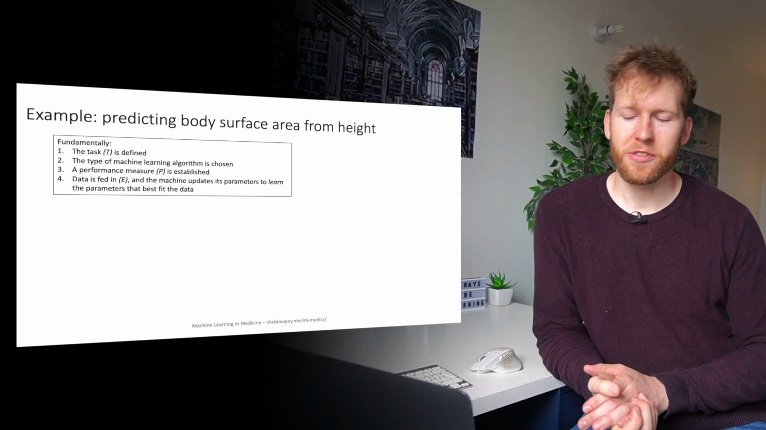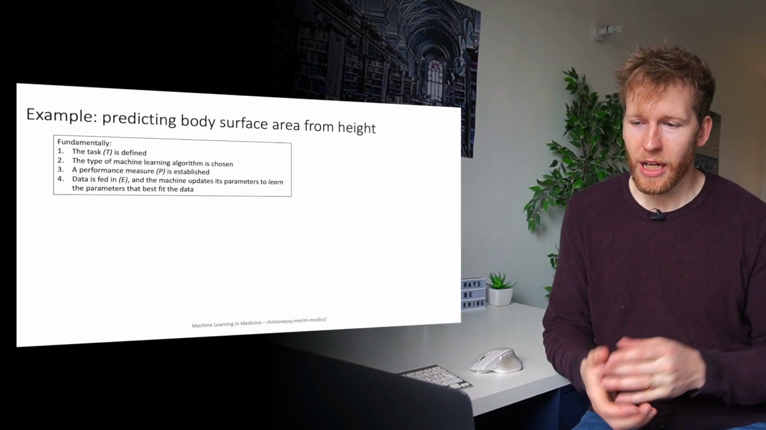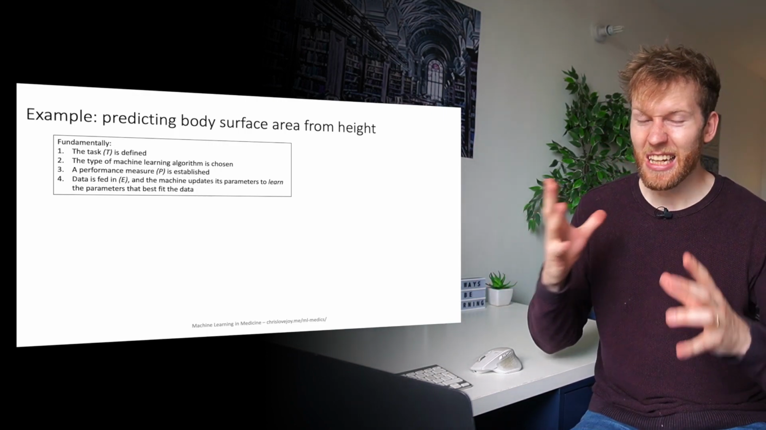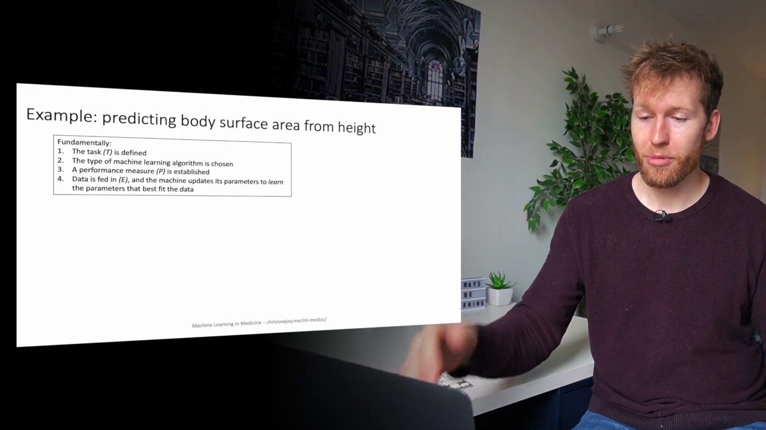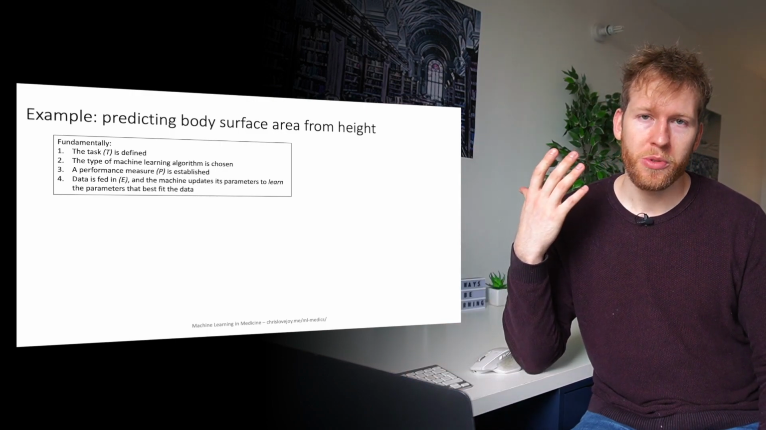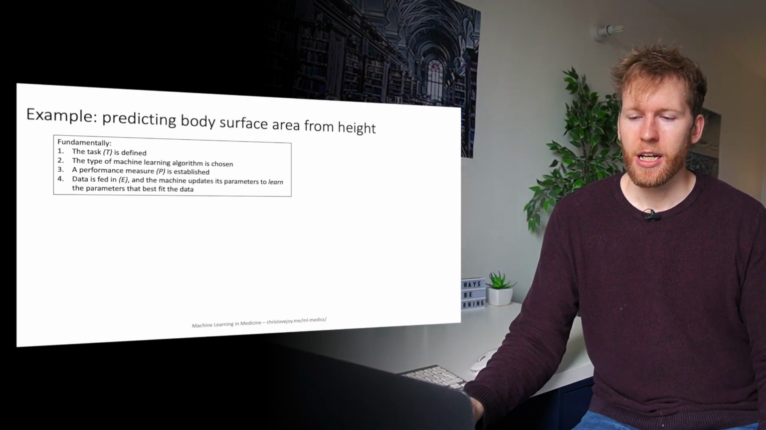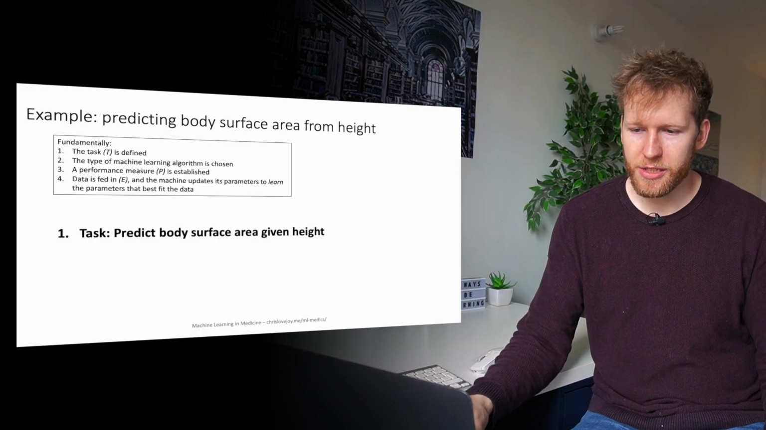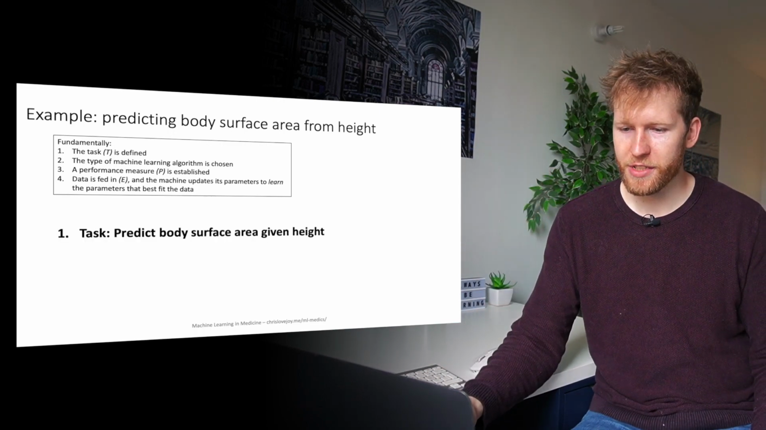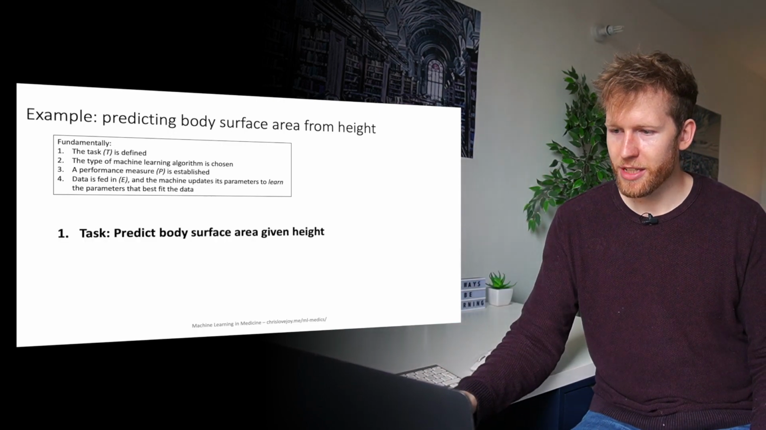So the first example is going to be a relatively simple one, and all the examples I'm going to give are going to be slightly contrived, but it's just to demonstrate what the key principles are. If we're trying to predict someone's body surface area from their height, then we might want to train a model to do this. So the task is to predict the body surface area. Before we go on to the next stages, let's visualize the data.